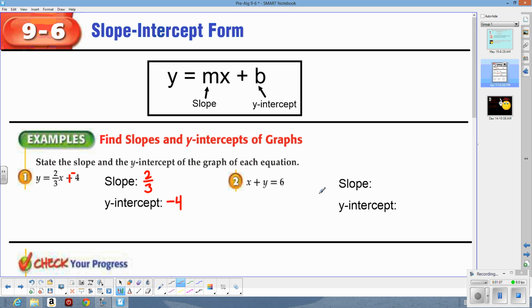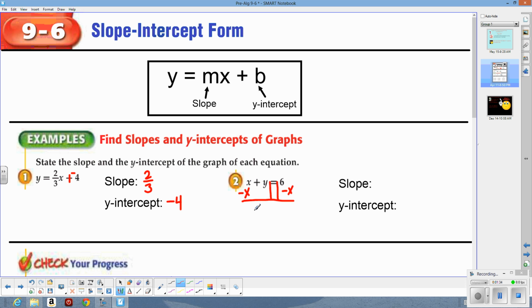In example 2, you have to do a little bit of work before you can identify the slope and the y-intercept, because this right now is not in slope-intercept form. In order for it to be in slope-intercept form, it needs to be solved for y. In other words, y needs to be by itself. If I wanted to get y by itself, I need to get rid of this x. To get rid of 1x, I would subtract x from both sides.